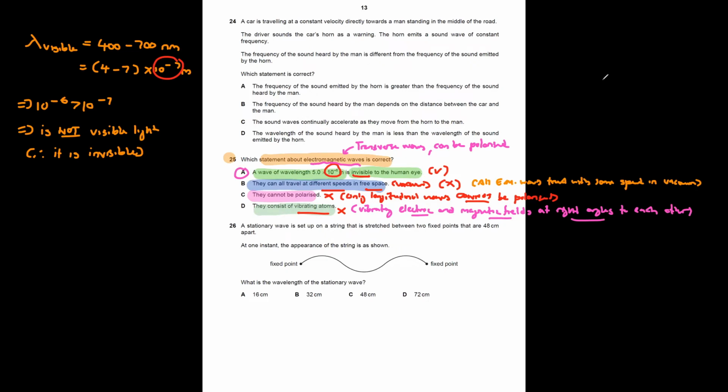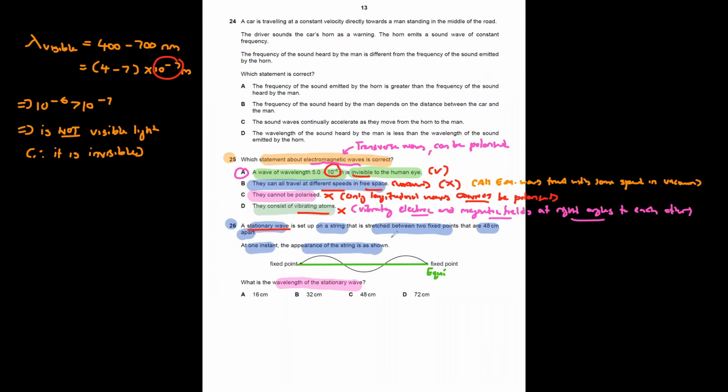A is correct. Now, if you move on to question 26, a stationary wave is set up on a string that is stretched between two fixed points that are 48 centimeters apart. At one instant, the appearance of the string is as shown here. What is the wavelength of this stationary wave? We are dealing with a stationary wave, and they ask us to find the wavelength. So let's imagine that our equilibrium position for the wave is right over here.